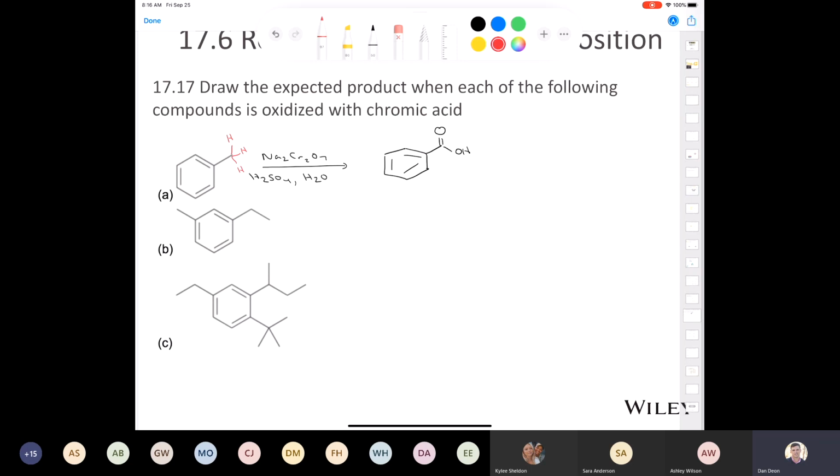The same thing applies to the next question. We have two alkyl groups. We have hydrogens on both of them, benzylic hydrogens. We have 1, 2, 3 here. We have 1, 2 over here like this. We're going to treat it with the exact same reaction conditions, chromic acid.